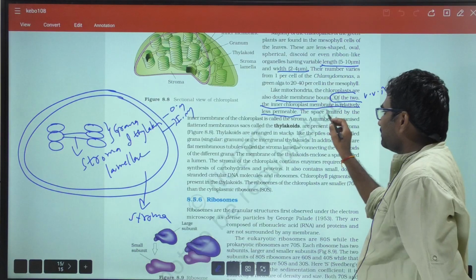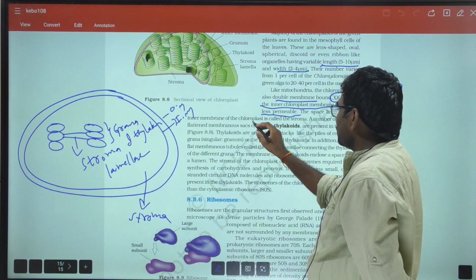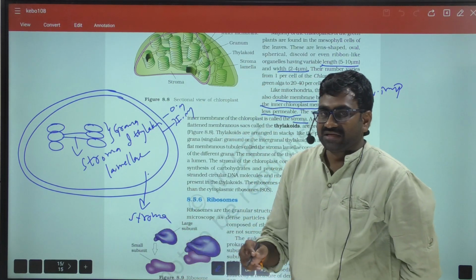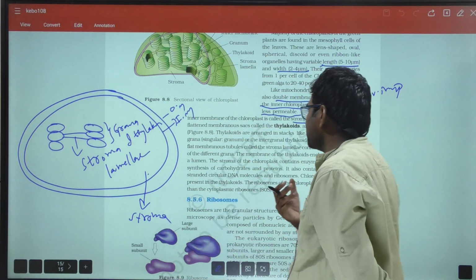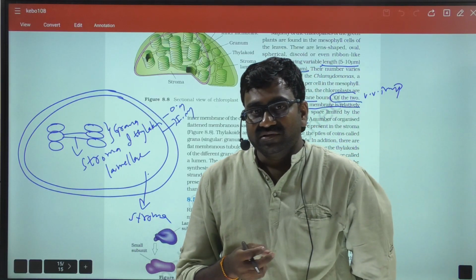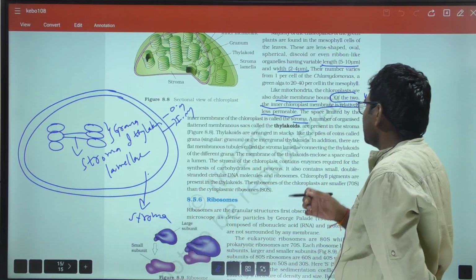The space limited by the inner membrane of the chloroplast is called the stroma. So this region is called the stroma, where the dark reactions take place. About the light reactions and dark reactions, we are going to discuss in plant physiology, right?